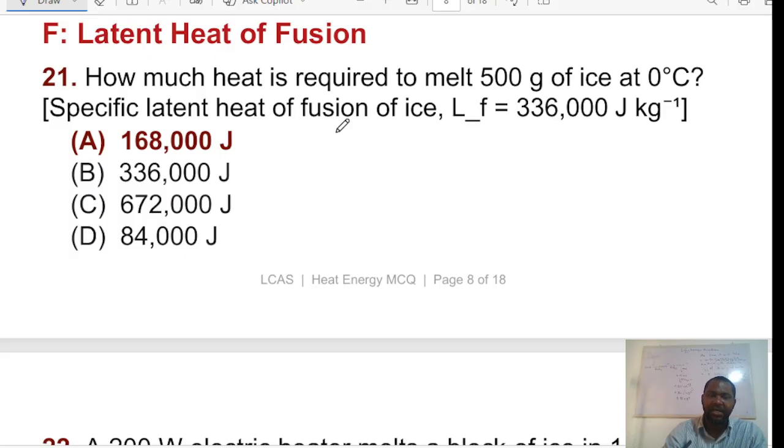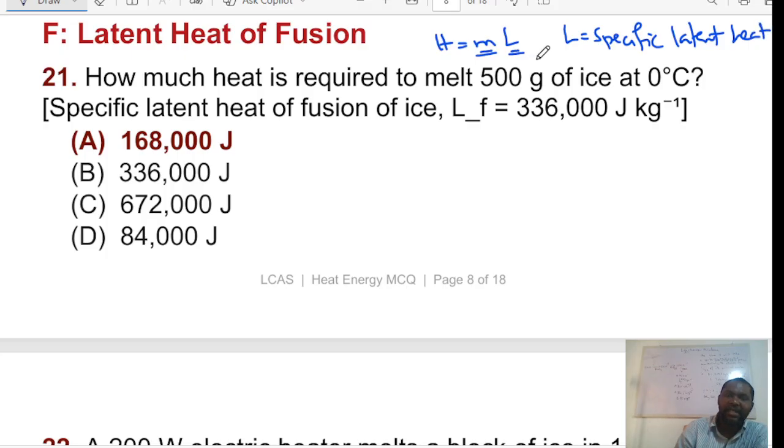A phase change is that period where a substance changes its phase, maybe from solid to liquid or from liquid to gas. That type of heat involved during a phase change is called latent heat. During a phase change, the temperature does not change, and that's the reason why latent heat has the formula ml. M stands for mass, and L stands for specific latent heat.